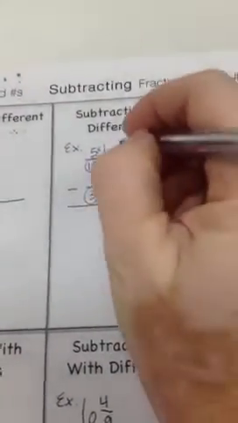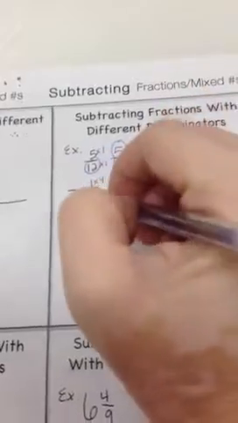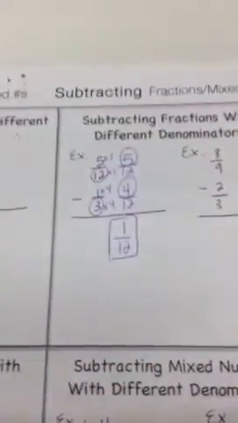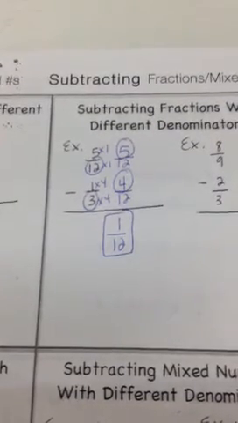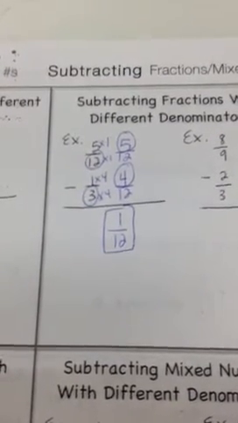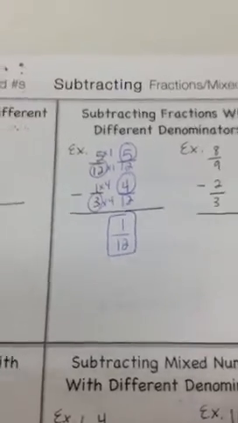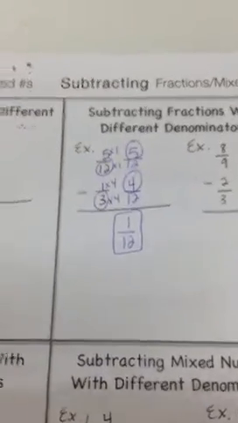Now we can subtract our numerators. 5 minus 4 is 1/12. If you notice, that's as low as it can go. 1 can't go any lower than that. So subtracting works the exact same way as adding. You just have to make sure you get a common denominator first and that they're lined up.